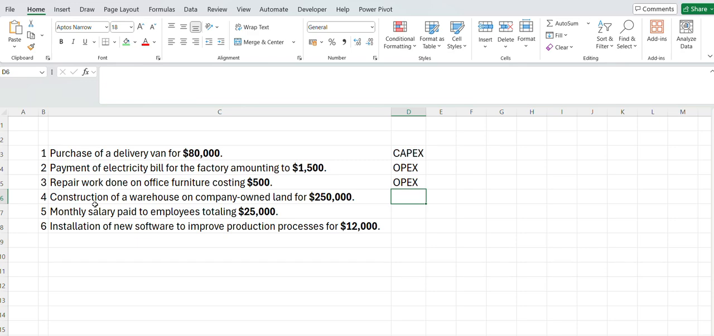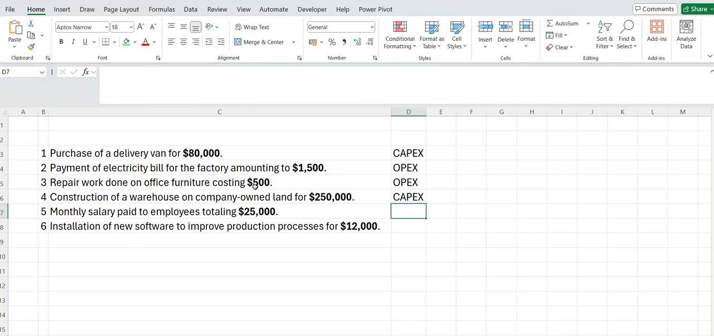Then we're talking about construction of a warehouse on a company-owned land for 250,000. The clue can also be on the amount, right? So 250,000, you are constructing a warehouse. So this warehouse is a long-term asset or a fixed asset. We are going to stay with this asset for more than what? More than 12 months. So this is what? Capex, capital expenditure.